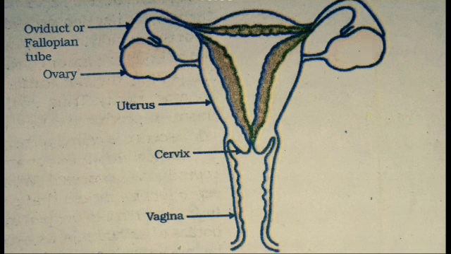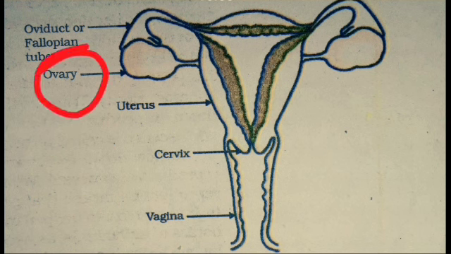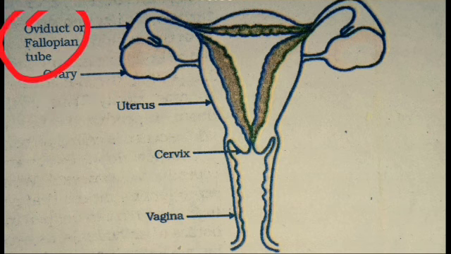Now let's see the journey of the female gamete or ova. The egg which is released by the ovary is collected in the oviduct or the fallopian tube, as I have encircled here, you can see. And the fallopian tube is the place where the fertilization takes place by the fusion of sperm and ova.